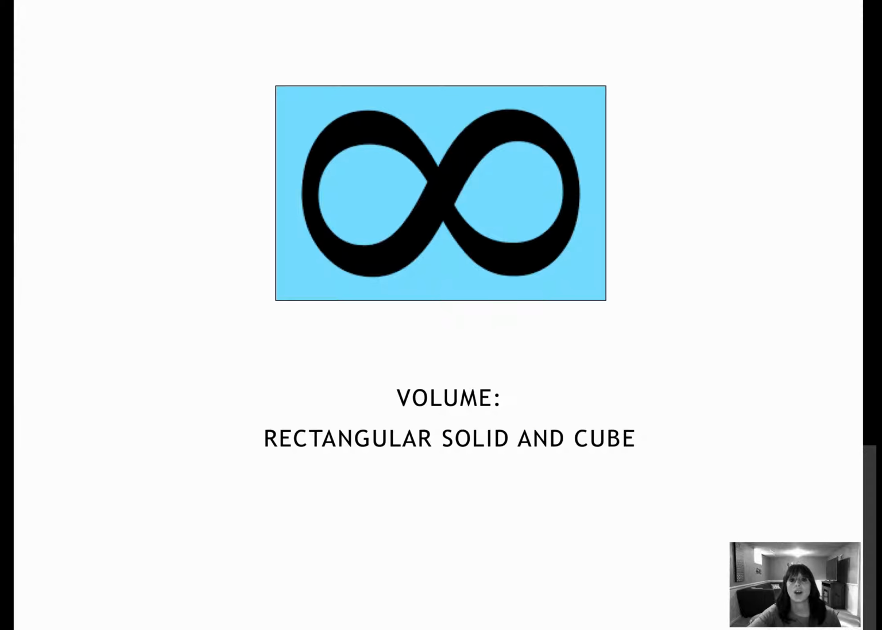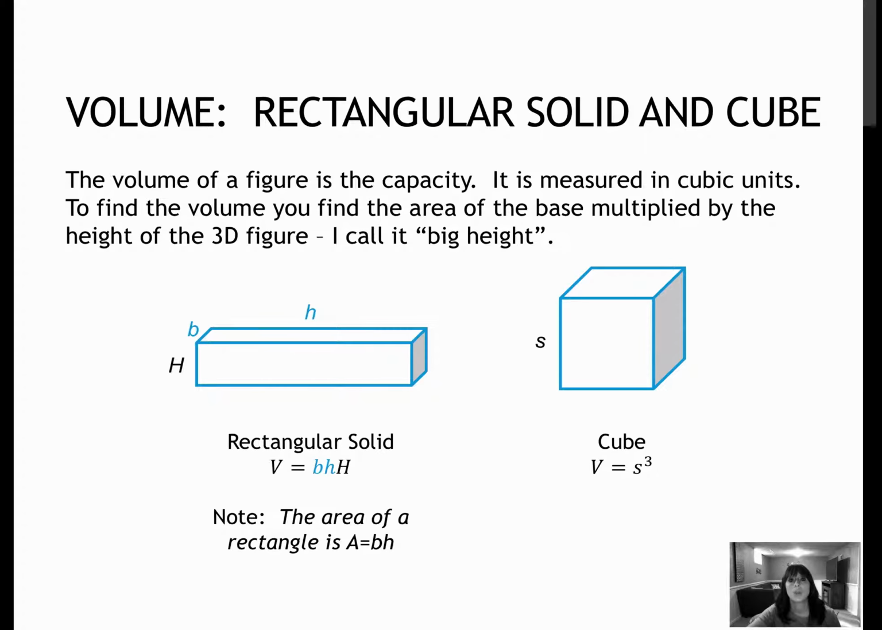This lesson is on volume of the rectangular solid and the cube. So we've already talked about perimeter, which is the distance around, and area, which is how many little squares we can fit inside of a figure. This is for a three-dimensional figure. We're trying to find the capacity or the volume, which means what would it take to fill it up completely.